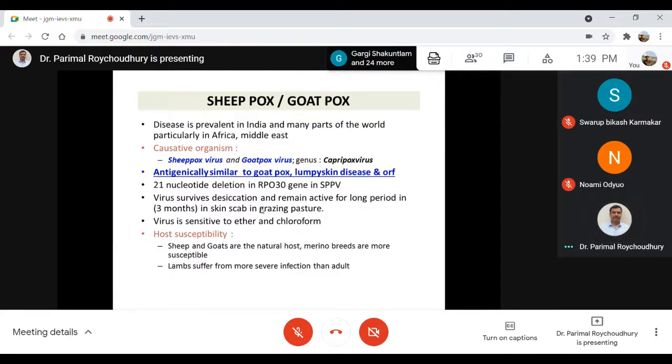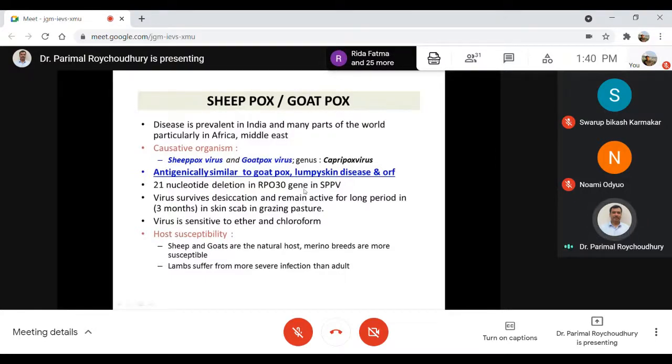Now coming to the sheeppox and goatpox infection. This is another important disease under the Poxviridae family. Characterization has been done, and you can see that the sheeppox virus has a deletion of 21 nucleotides in comparison to the goatpox virus. Otherwise, the whole disease process is exactly the same. Goats also suffer from sheeppox, and sheep also suffer from goatpox. So that's why we'll be discussing it together as sheeppox and goatpox infection.